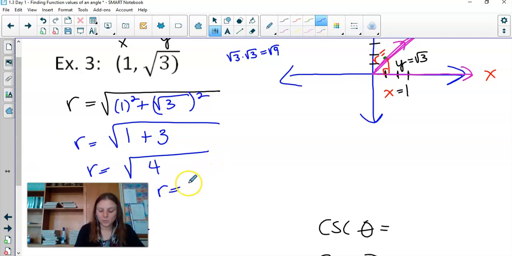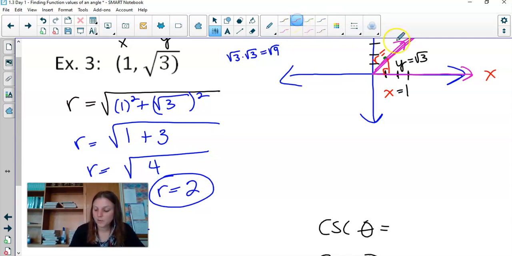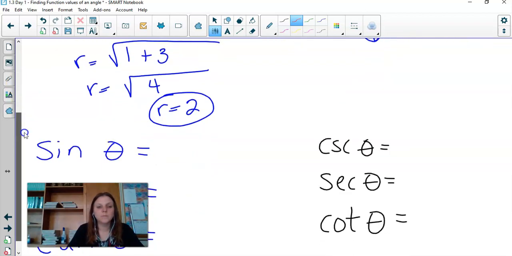And so r would equal 2. Again, fill it into your picture. Once you have this part figured out, now you're simply just setting up these ratios. So go ahead and pause if needed and write out the 6 trig functions below.